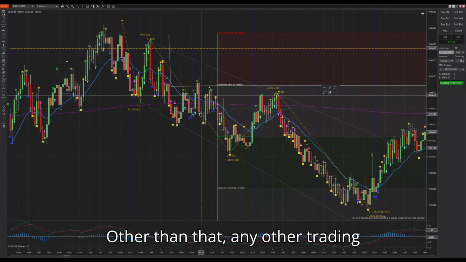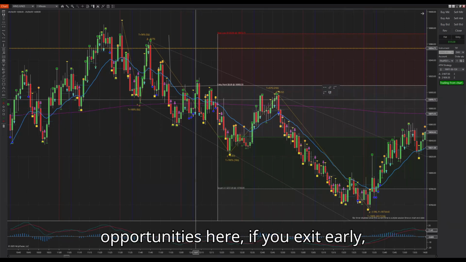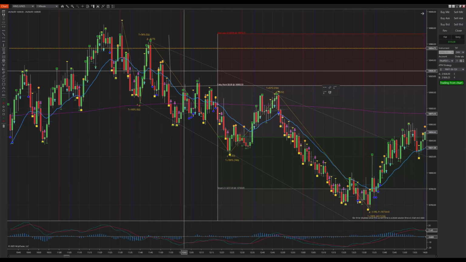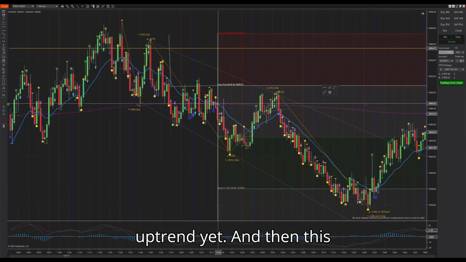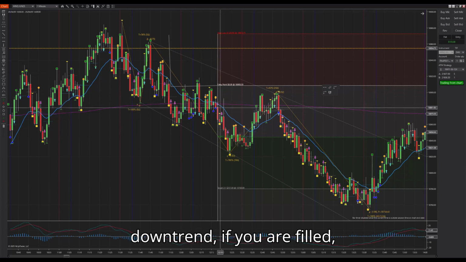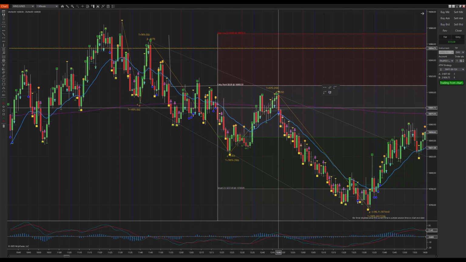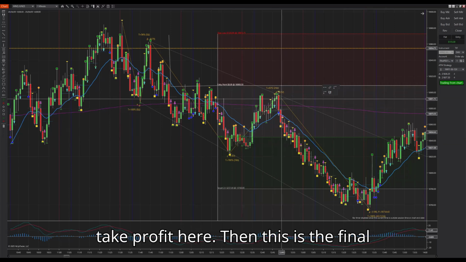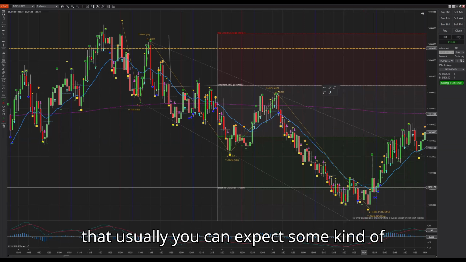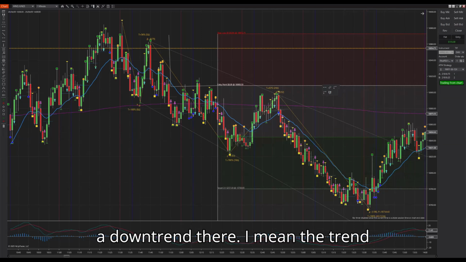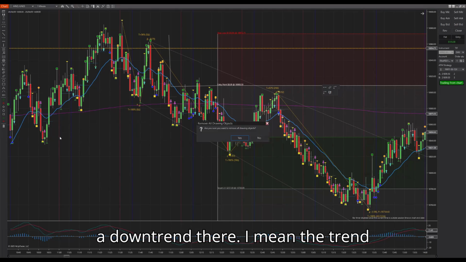Other than that, any other trading opportunities here? If you exit early, don't jump in on this uptrend yet, and then this downtrend. If you are filled, take profit here. Then this is the final push, which is the good one. So after that, usually you can expect some kind of a downtrend there. I mean the trend reversal there.